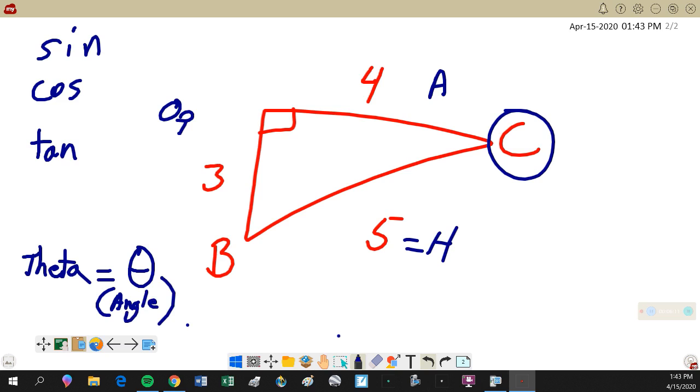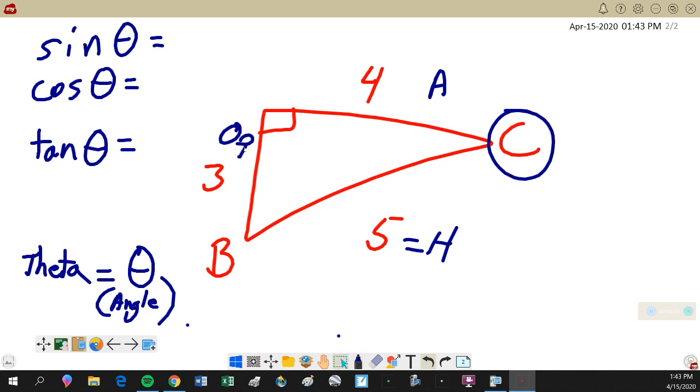So theta has to be an angle, whether it's in a circle or a triangle or a square, whatever. Theta is always an angle. And so we say the sine of theta, the cosine of theta, and the tangent of theta. Okay, here's where it gets a little bit tricky.